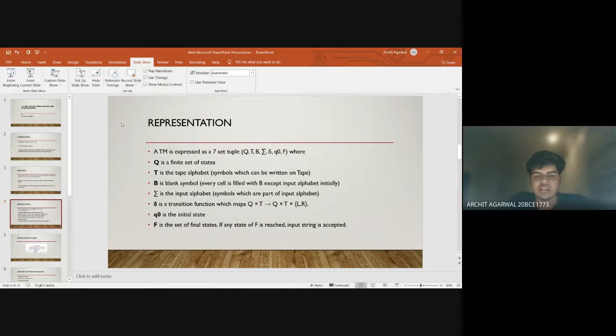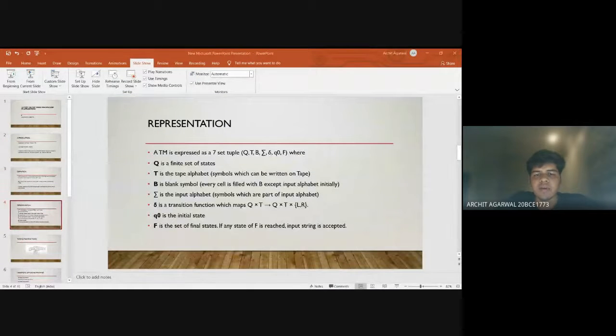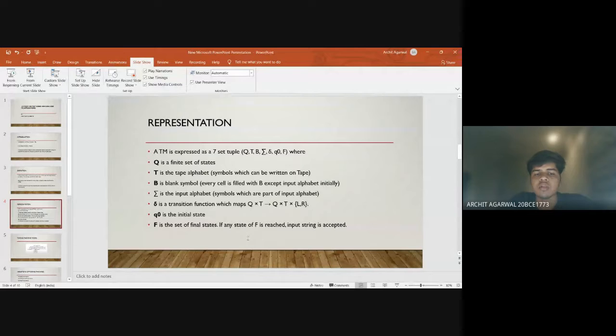and delta is the transition function which maps Q × T to Q × T × {left, right}. What does it mean? It means that depending on the present state and the present tape alphabet, which is pointed to by the head pointer, it will move to a new state, may or may not change the tape symbol, and it will move the head pointer to either left or right. Q0 is basically the initial state, and F is the set of final states. If F is reached, the input string is accepted.